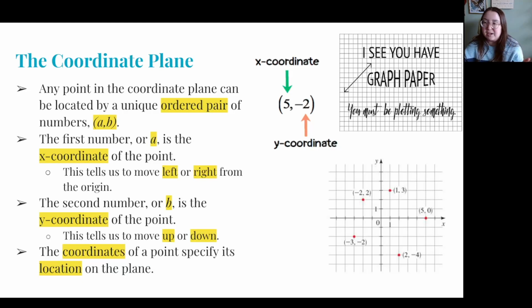And then lastly we have 5, comma 0. So if either your x coordinate or your y coordinate is a 0, then that means it's going to be along an axis. So for 5, comma 0, we begin with the x value, so we go 5 to the right. And then since it's 0, we don't go up or down. The point is just going to be on the axis. So if you ever have an x coordinate or a y coordinate that's 0, it's going to be located on either the x or y axis, since you didn't go left or right or up or down.